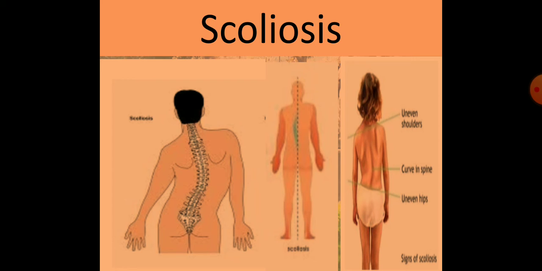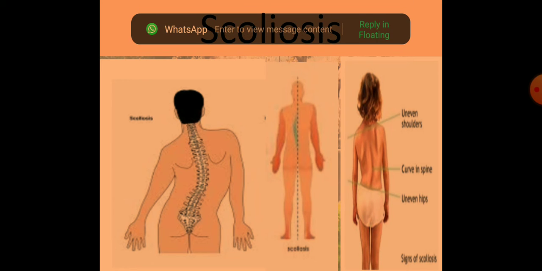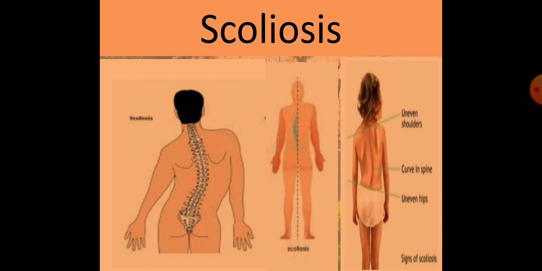The upper region of the spine can be seen shifting left and the lower side of the spine is shifting rightward. Uneven shoulders we can see, curve of the spine we can see, uneven hips we can see, which leads to the shortening of one leg and increase in the length of another leg. In the third picture we can see.